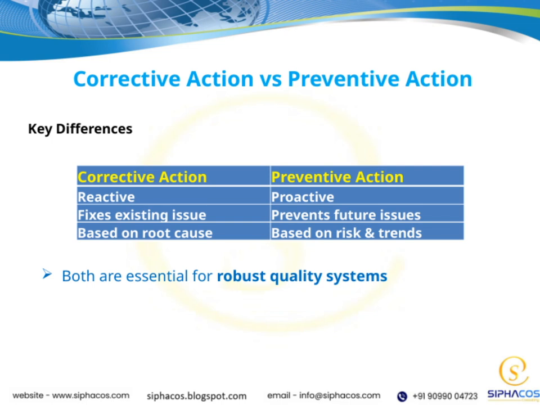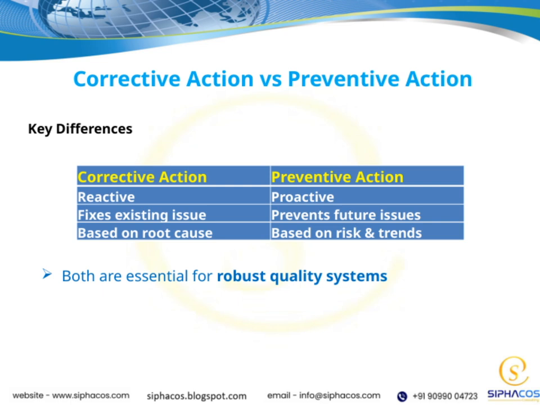On this slide, we're comparing two key concepts, those based on root cause analysis and those based on risk and trends. When we focus on root cause, we're looking to fix existing issues. That's more of a reactive approach. It's about addressing problems after they've occurred, which is where corrective actions come into play. On the other hand, when we base our actions on risk and trends, we're aiming to prevent issues before they happen, which is a proactive strategy. Preventive actions are designed to identify potential risks early and mitigate them, helping us stay ahead of problems.